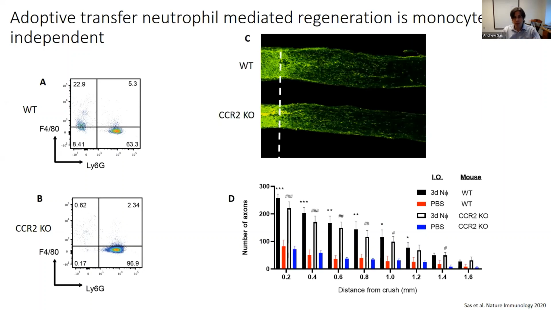And what we found was that when we adoptively transfer these Ly6G low neutrophils into the CCR2 knockout, we got similar amounts of regeneration to if we injected them into the wild-type mice. And so here's some representative immunohistochemistry of those optic nerves, where the line denotes the crush injury, and the GAP43 staining shows you the regenerating nerves. And then we quantified that and showed that even in the absence of the recruitment of monocytes, the adoptive transfer of these Ly6G low neutrophils alone was sufficient to drive regeneration after the optic nerve crush trauma.